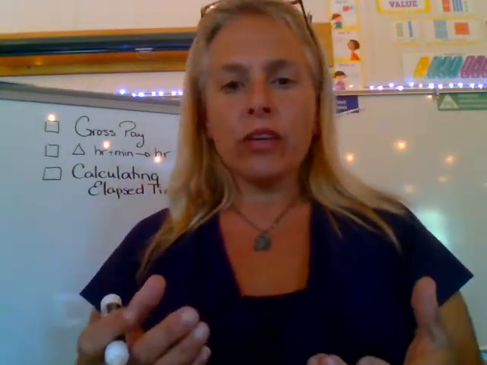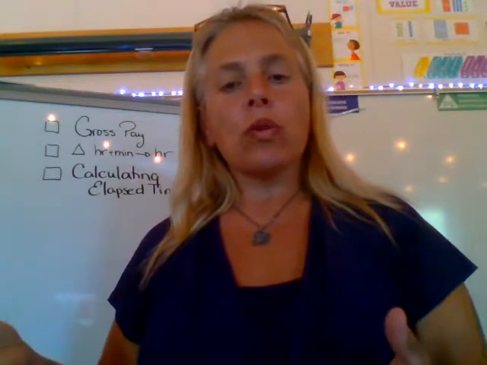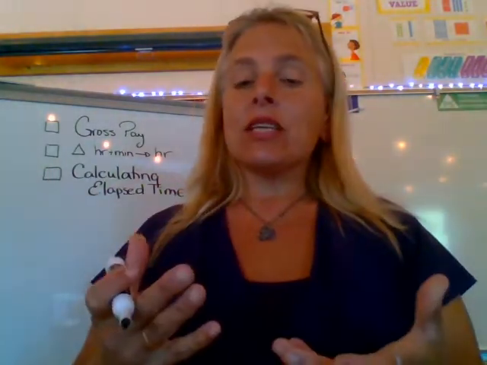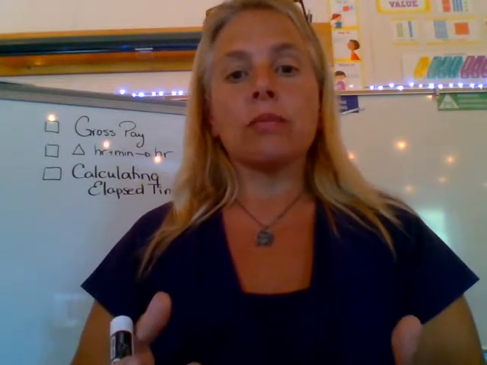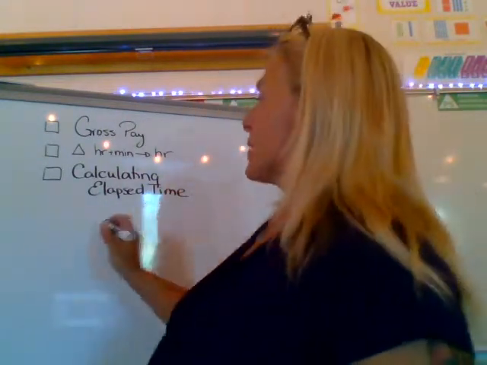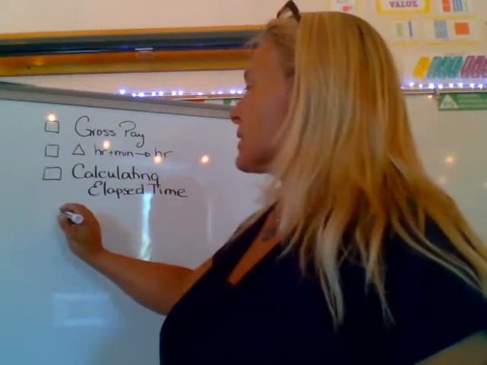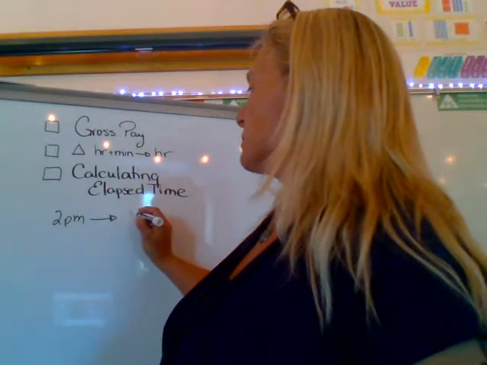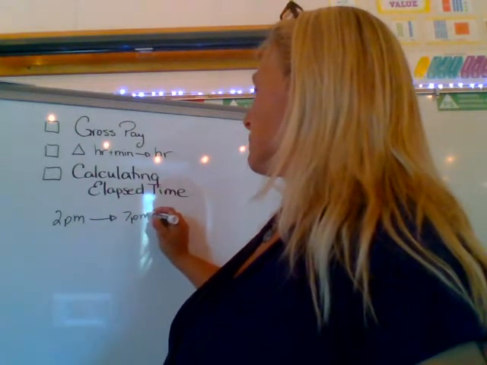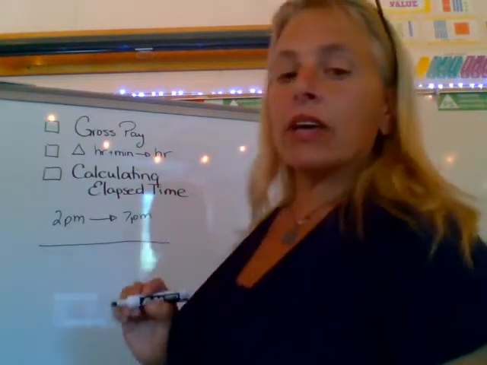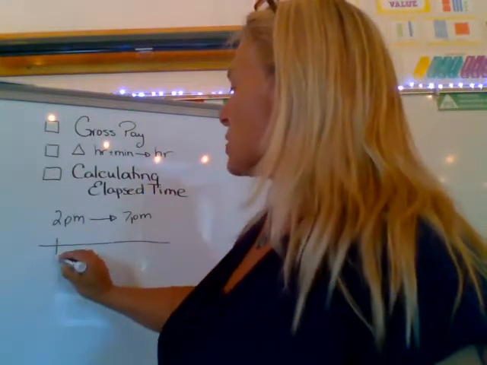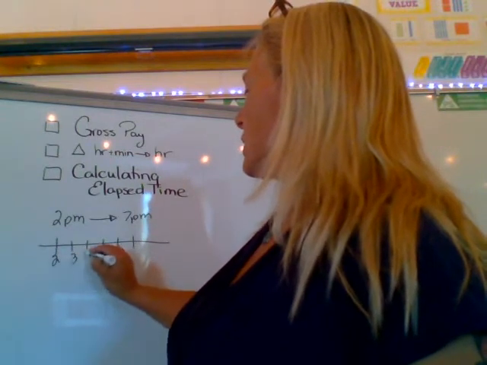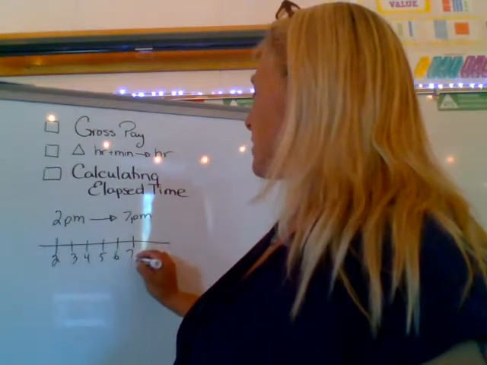So how can we figure out how many hours we've worked from when we start to when we end? So let's think of it in terms of our whole hours to begin with. And we can look at a number line. So say I started work at 2 p.m. and I worked until 7 p.m. I can create a bit of a number line. I can start with my 2, 3, 4, 5, 6, 7.